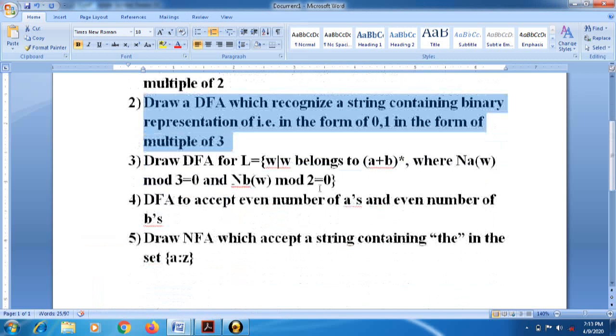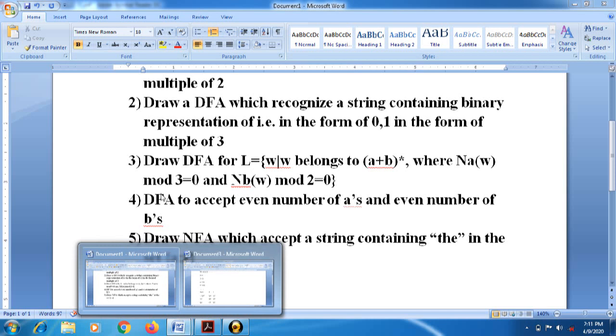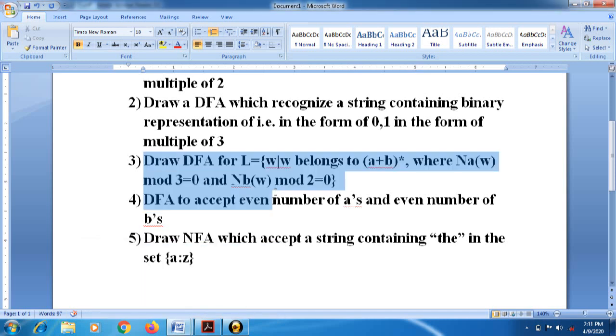Then our third example is: draw a DFA for the language in the two formats, that is, number of A's mod 3 is equal to 0 and number of B's mod 2 is equal to 0. So we have to consider both the cases. Now we will move towards our explanation. This is our example.